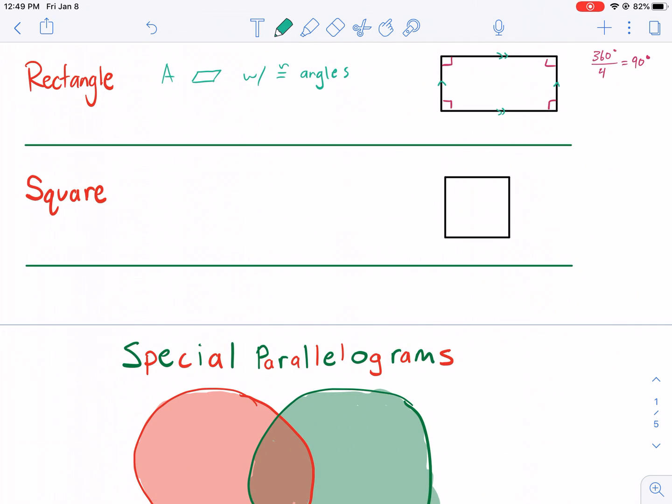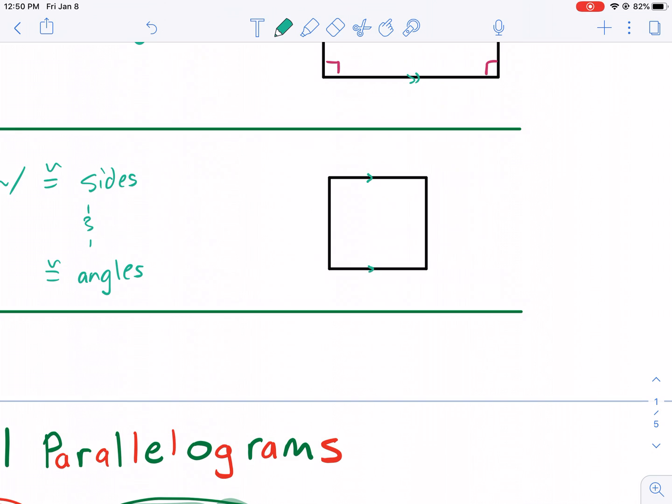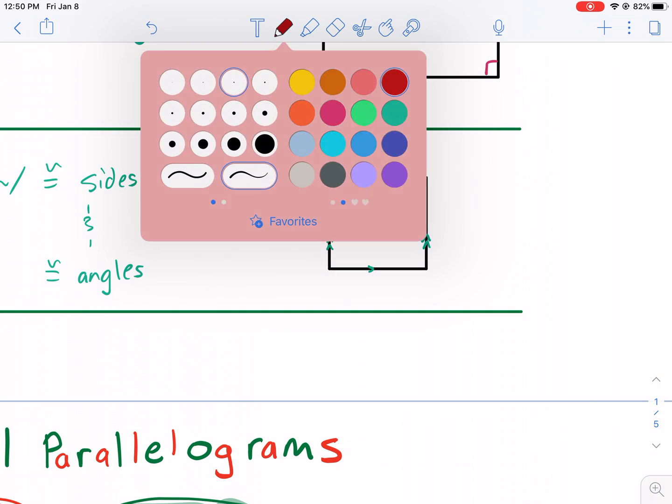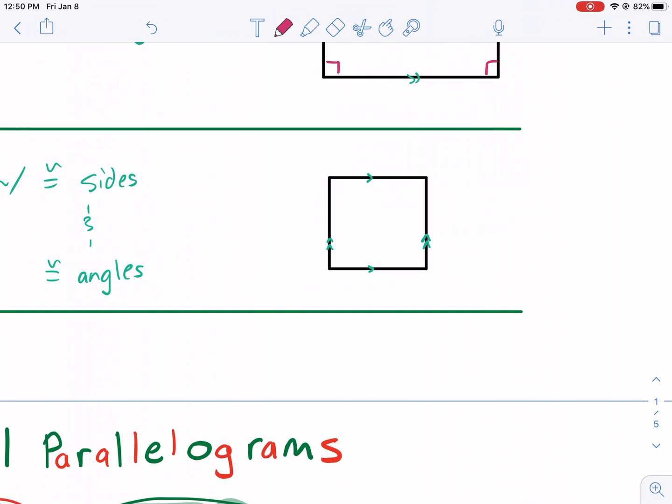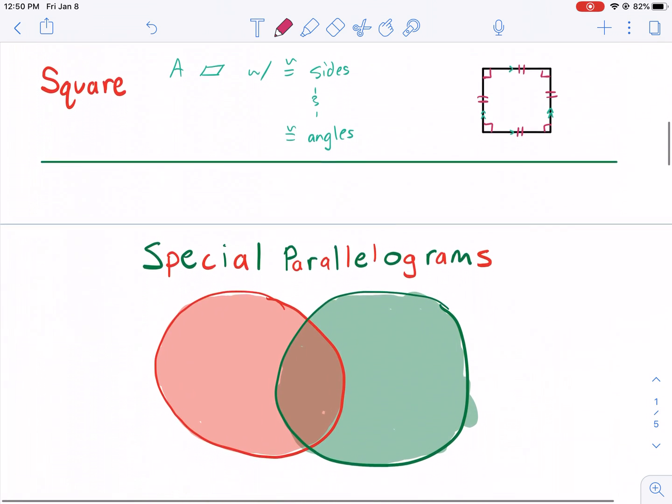Last one, a square. This one is the most special, and that's because it's a parallelogram with congruent sides and congruent angles. So it's got both. It's got the features of both the rhombus and the rectangle. So let's draw our parallel sides here and here. Okay, and then we're going to draw our congruent angles and sides. So all the sides are the same length and all the angles are the same measure, congruent sides and congruent angles. So the square is really a special type of shape.